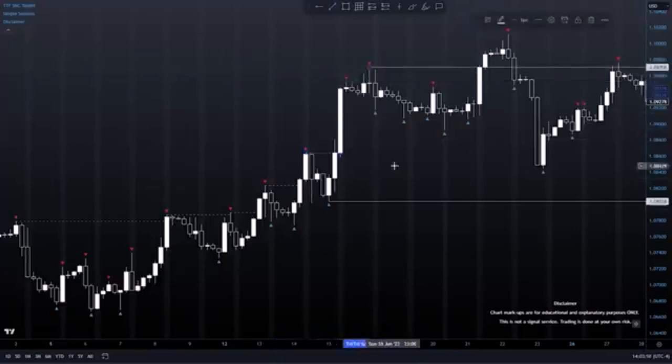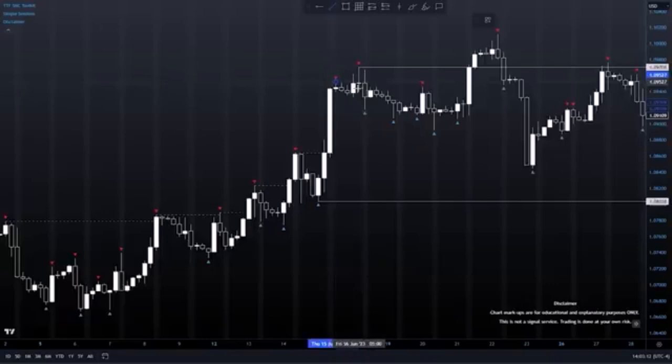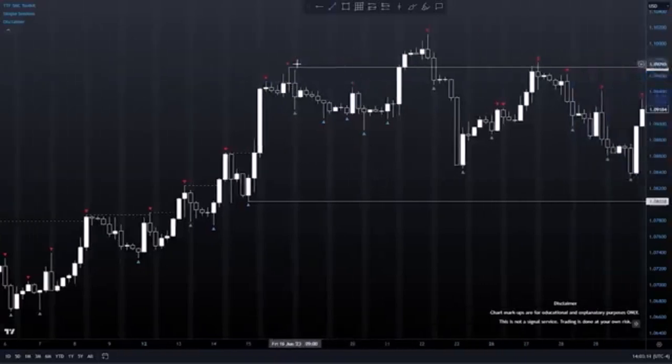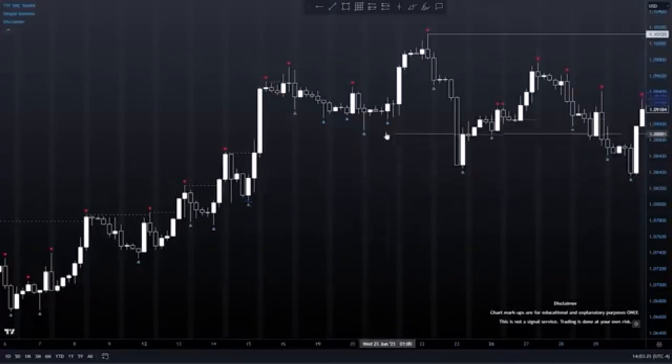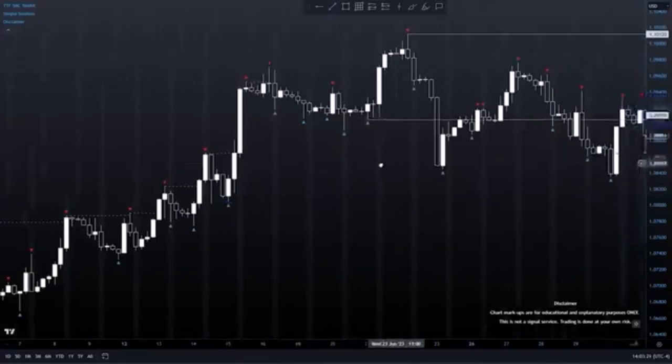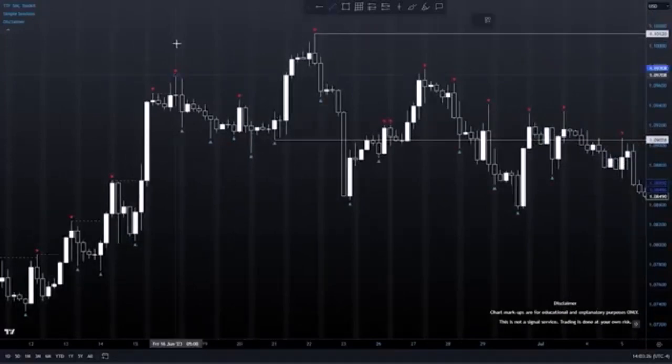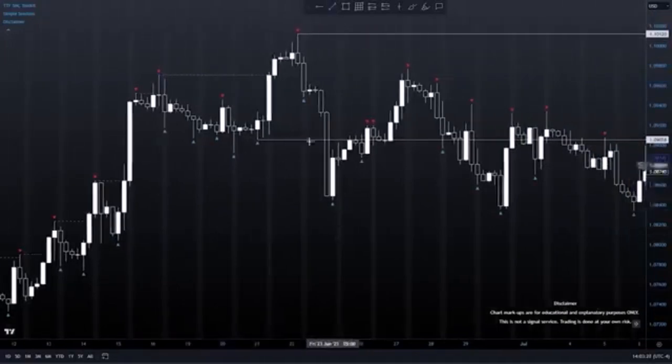There's no new fractal printed here. So we just continue on. We have a break here. And then we would drag the bottom horizontal ray all the way up to the fractal that caused that break. Now we have a bearish break.